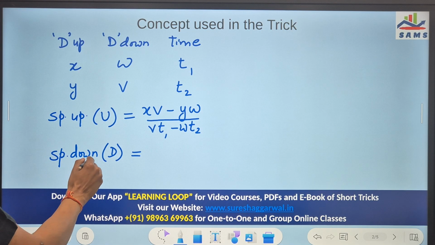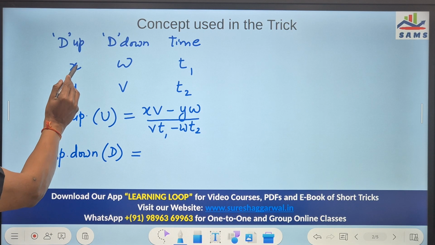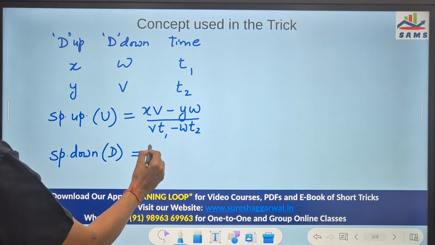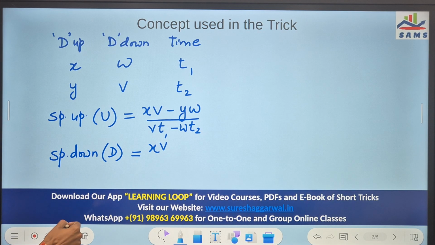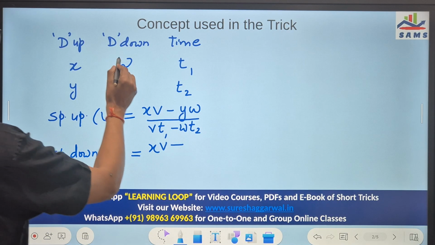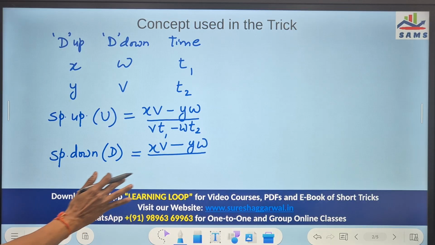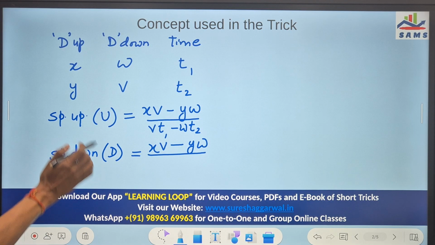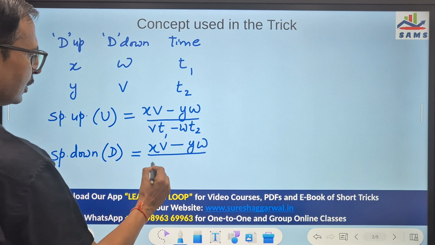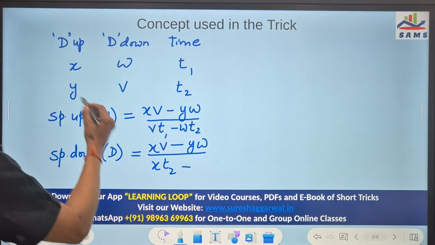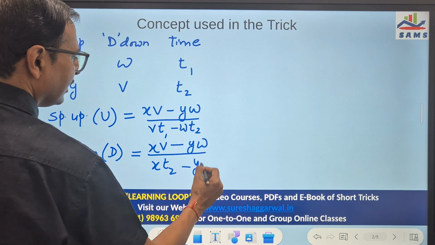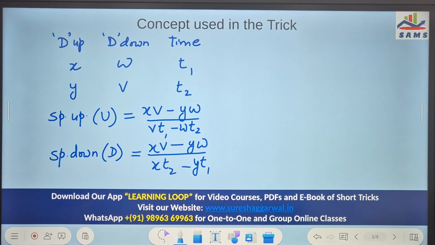For finding the speed downstream, we do the same thing, xv and then minus yw again. So the numerator remains the same. In the denominator there will be a change. Now we will do xt2 minus, obviously, yt1. This is the variation in the method.